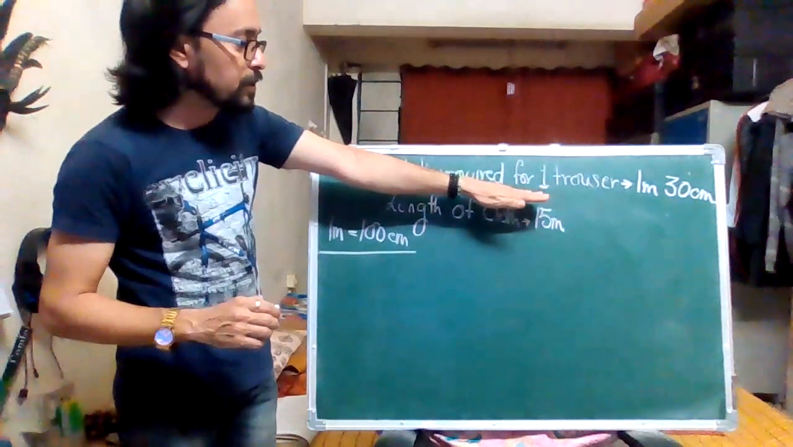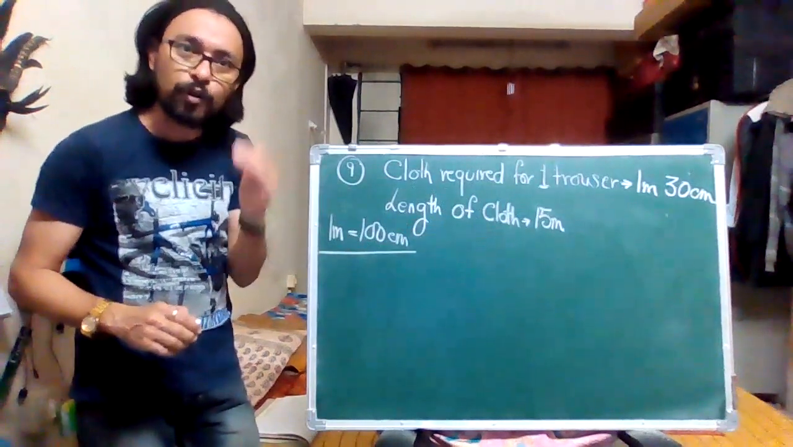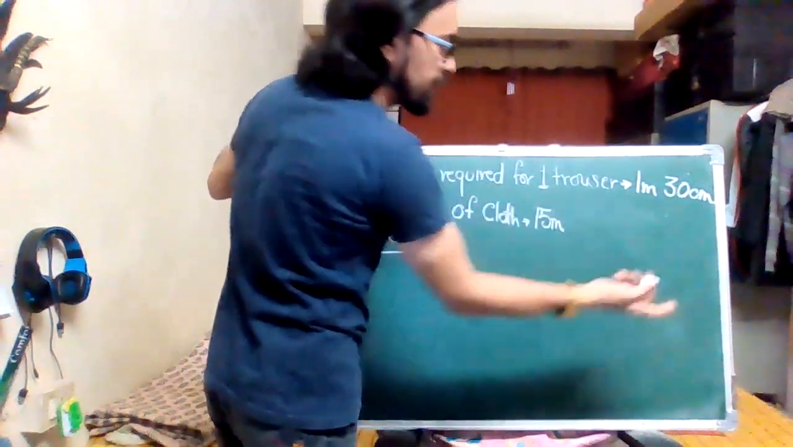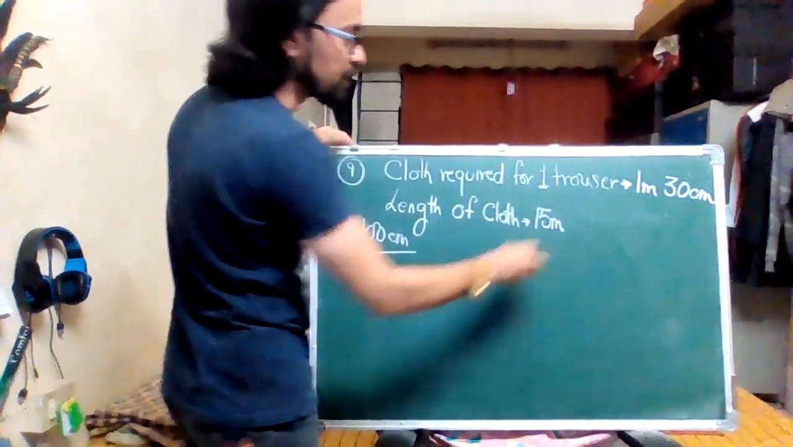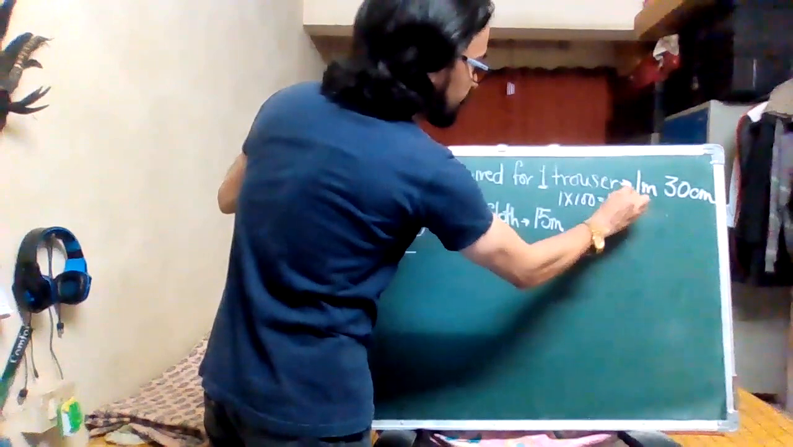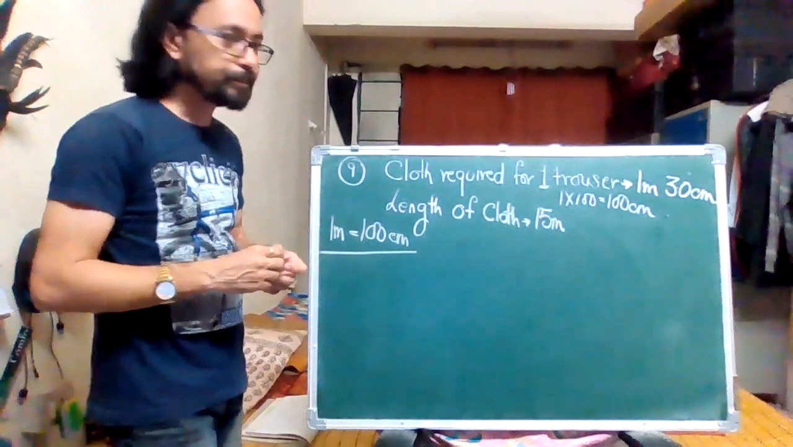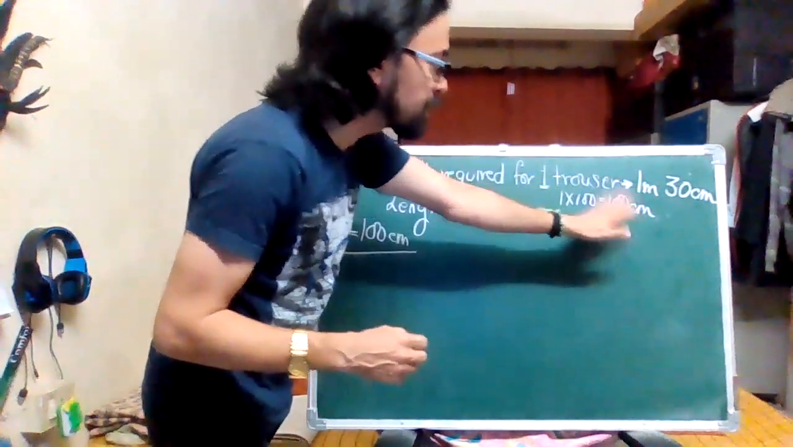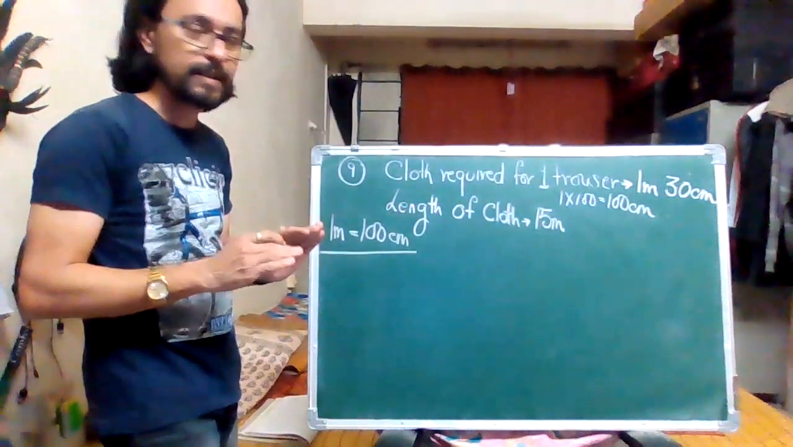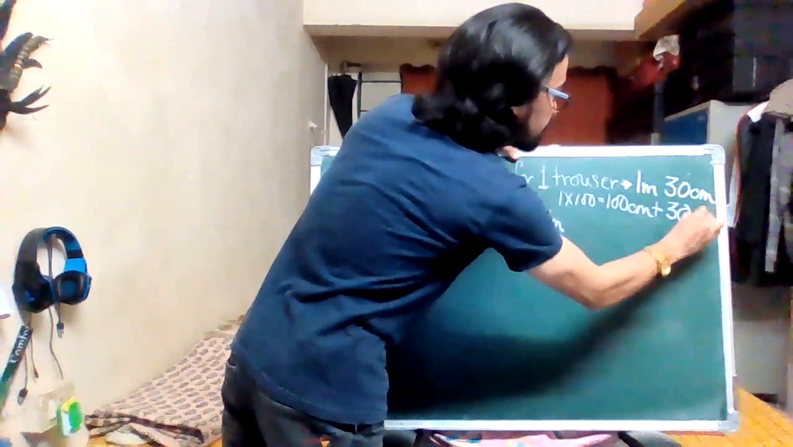So I am going to convert the cloth required for one trouser all in centimeters, and the length of the cloth that I have, also all in centimeters. So what do I do? This 30 is already in centimeters. I need to change this 1 meter to centimeters. So I multiply this 1 by 100 and I get 100 centimeters. Now this 1 meter has been changed to 100 centimeters. I don't need to change this 30 centimeters because that's already in centimeters. All I need to do is add this 100 centimeters to this 30 centimeters.